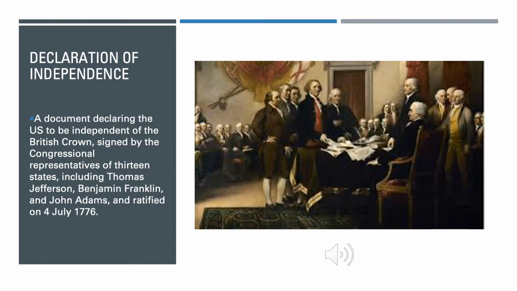The Declaration of Independence is a document declaring the United States to be independent of the British Crown, signed by the congressional representatives of 13 states, which used to be called colonies. Do you remember when we read, "Can't you make them behave, King George?" At the end of the Revolutionary War, we signed the Declaration of Independence, declaring ourselves free from the royal rule.